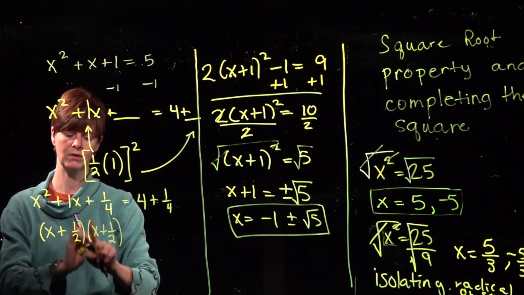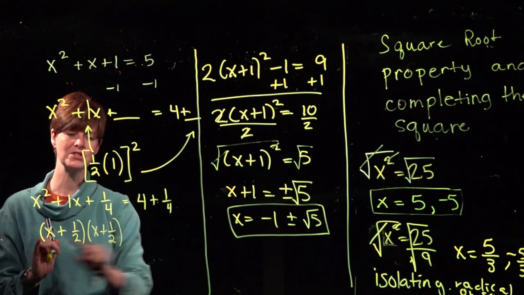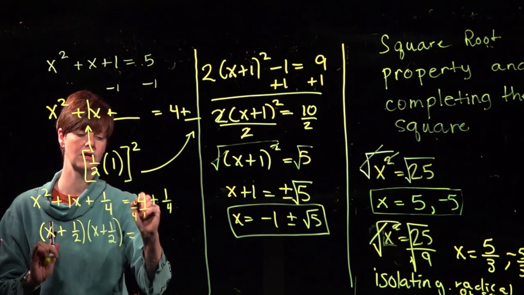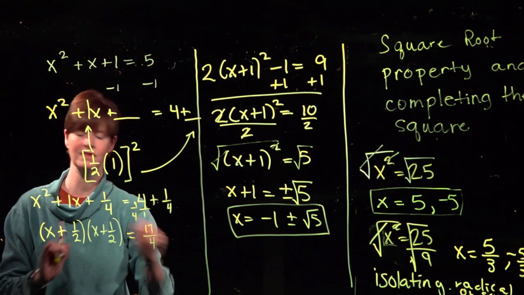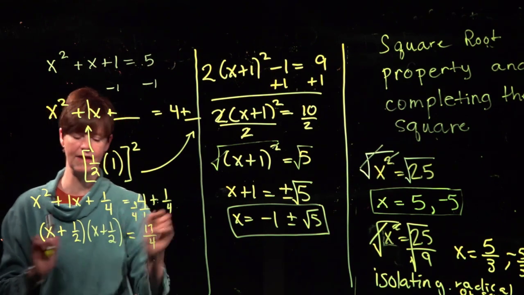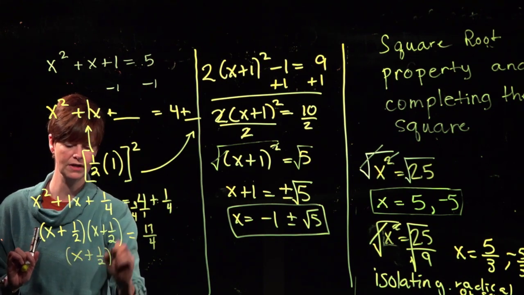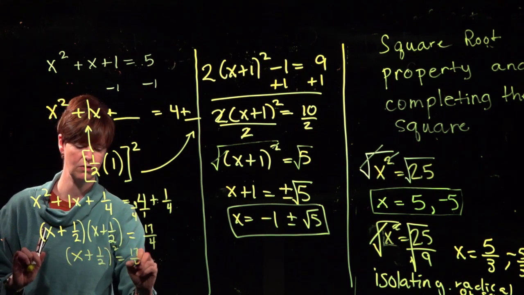So 1/2 and 1/2, 1. So what have I just created here? I have just created a perfect square. So this is 17/4. Don't worry about it. I did fraction work fast. You guys can grab a calculator. What I have then is a nice, perfect square, 17/4.